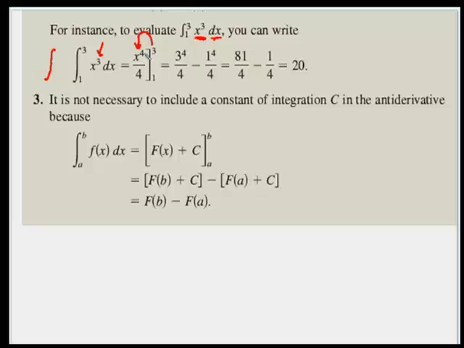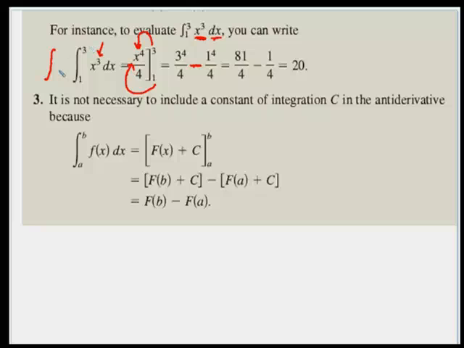So 3 to the fourth divided by 4. And then we subtract when we run our lower limit through the same antiderivative. So 1 to the fourth over 4. Well, 3 to the fourth over 4 is 81 fourths. 1 to the fourth over 4 is 1 fourth. If we subtract, we get 80 fourths, or 20.